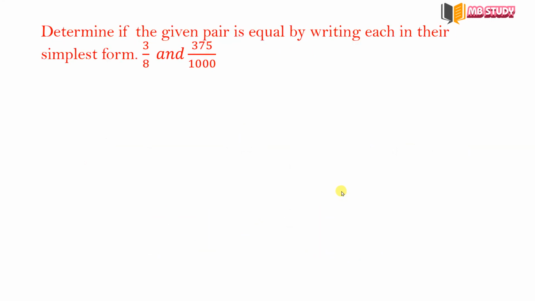Now, determine if the given pair is equal by writing each in its simplest form. Simplest form means we simplify the numerator and denominator to the least form, that is, there are no common factors for numerator and denominator. The given fractions are 3 by 8 and 375 by 1000. There are no common factors for 3 and 8, so the given fraction is already in the simplest form.